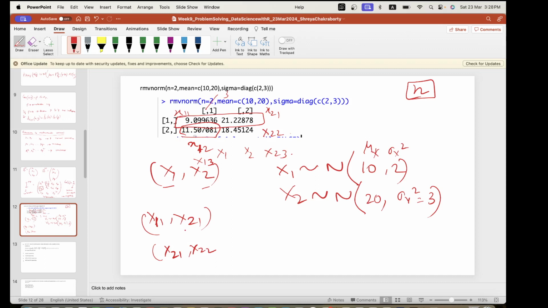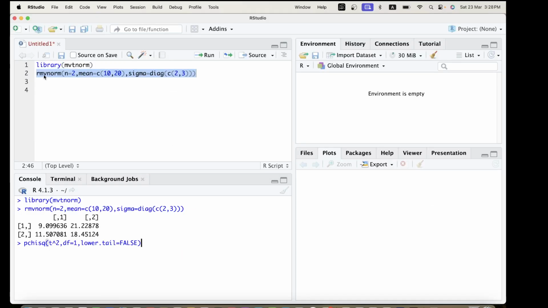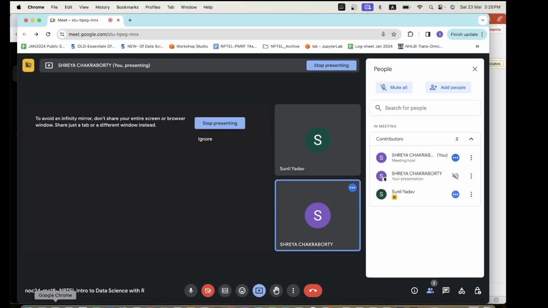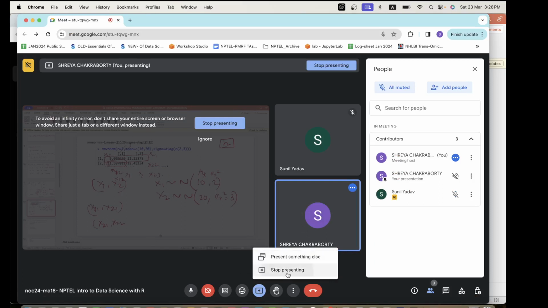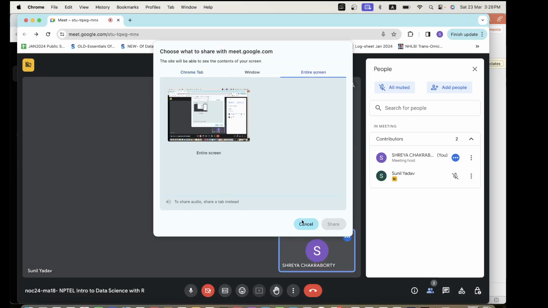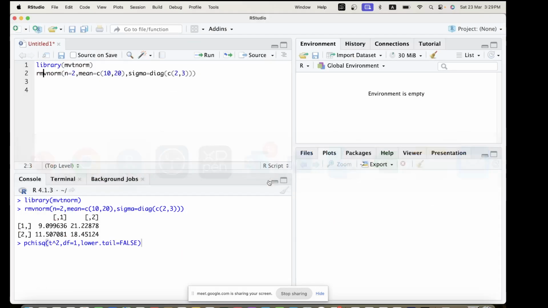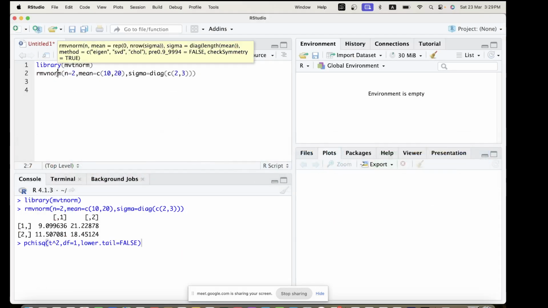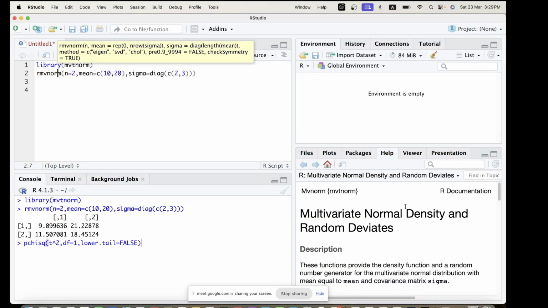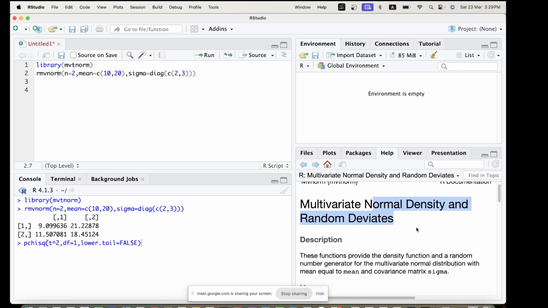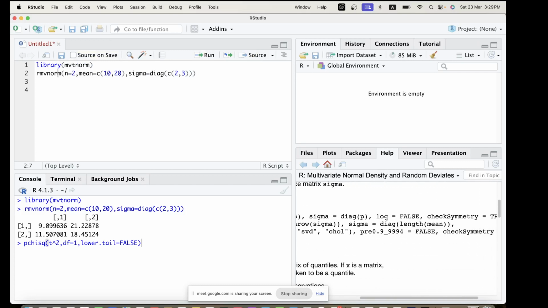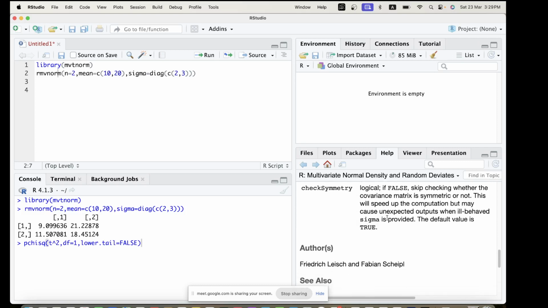Alright, is it okay? Fine. So if I want to know more about this package in R, I am going to press Ctrl F1, and this help page will open with multivariate normal densities and random deviates, and we could just use these to find out whatever we need.